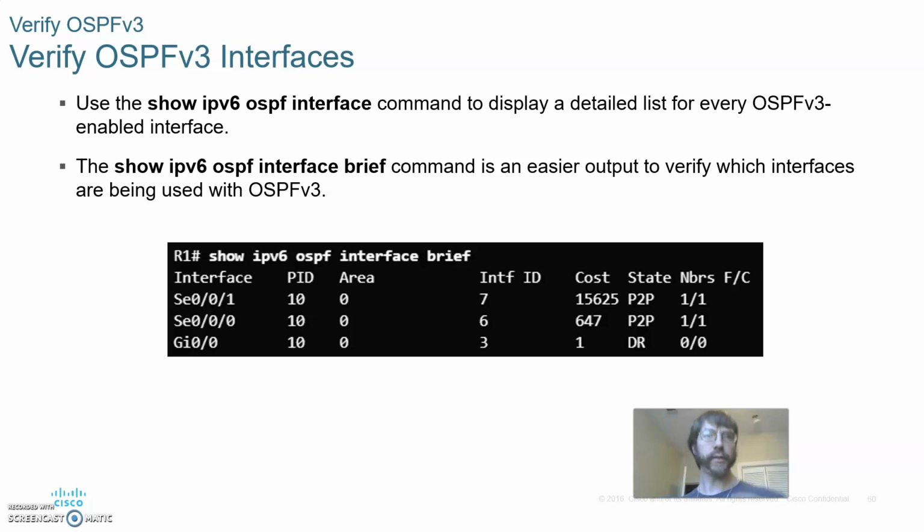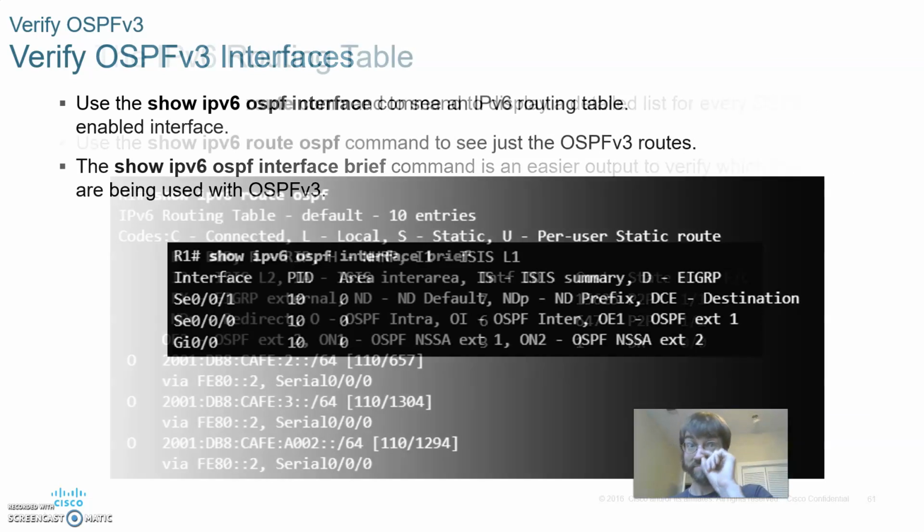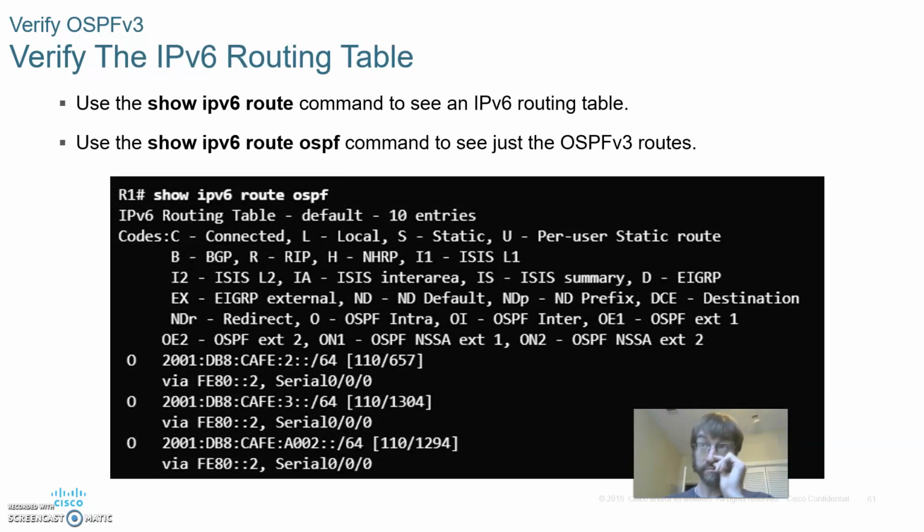This is another tool I used in my kit when I was troubleshooting some of the mistakes I made typographically with the lab 8336. So this is our routing table. Show IPv6 route will give you the whole routing table. Show IPv6 route OSPF will give you just the OSPF routes.